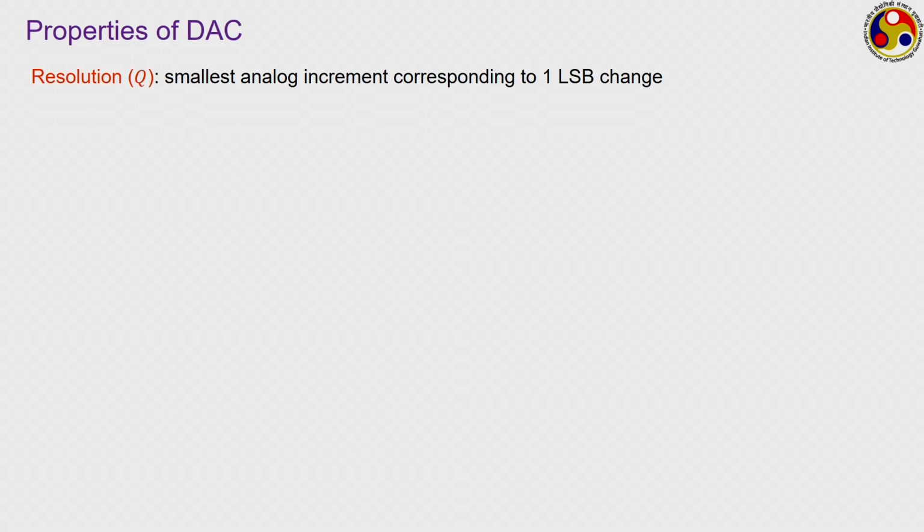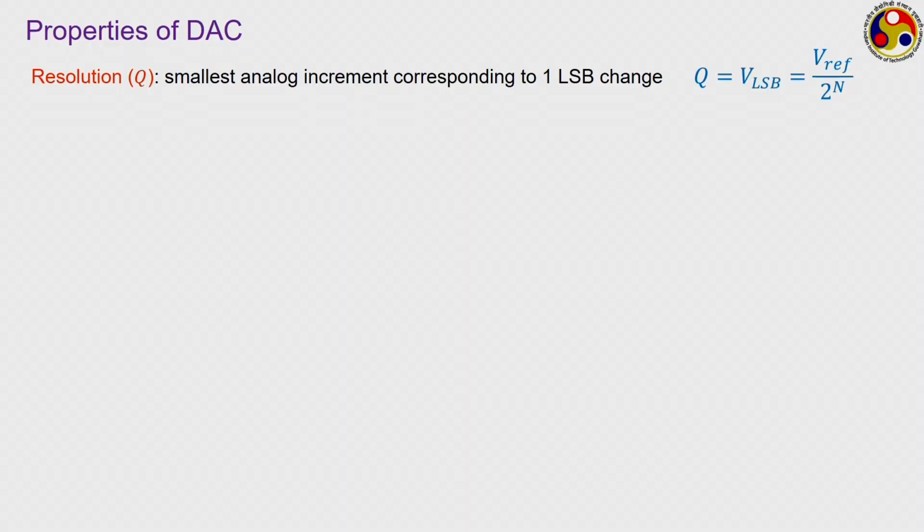If there is a small 1 bit change, generally in the least significant bit position, whatever change in the final output that we get, that is what we refer to as resolution. And quite similar to analog to digital converters, here also it is the voltage associated with the LSB, or the reference voltage divided by 2 to the power n, where n refers to the number of bits. If the reference voltage is 10 volt and you are talking about a 4 bit converter, then it will be 10 volt by 2 to the power 4, that is 0.625 volt.